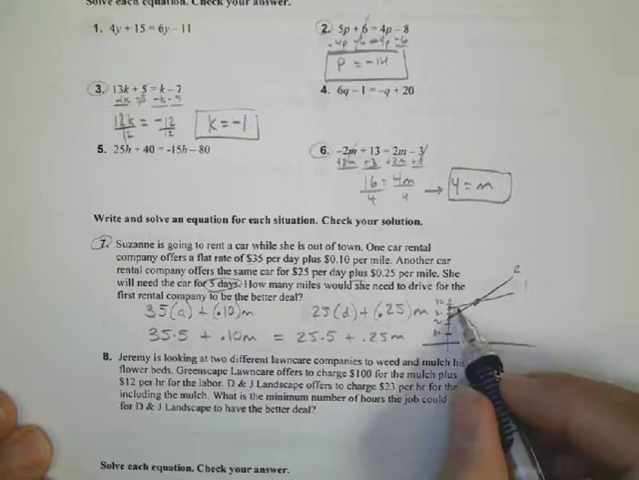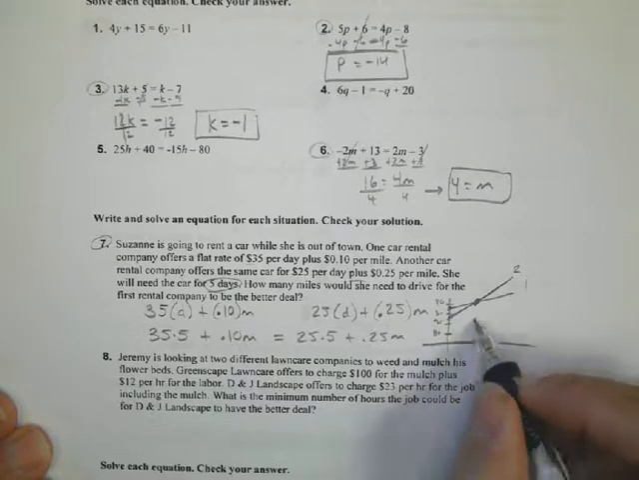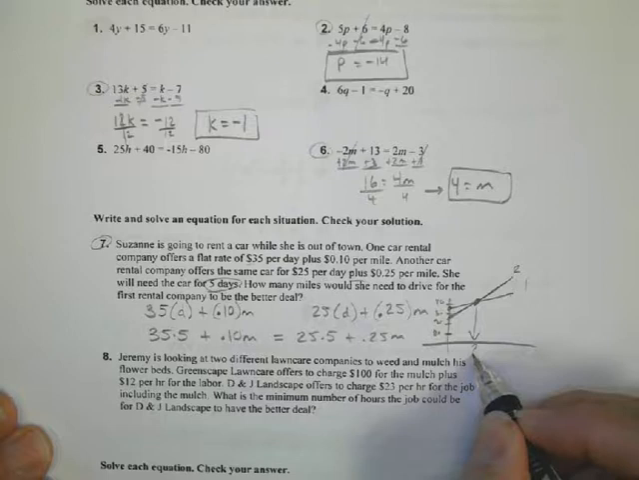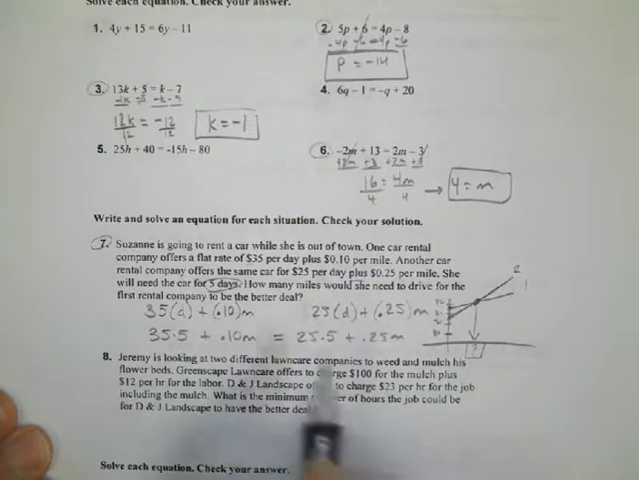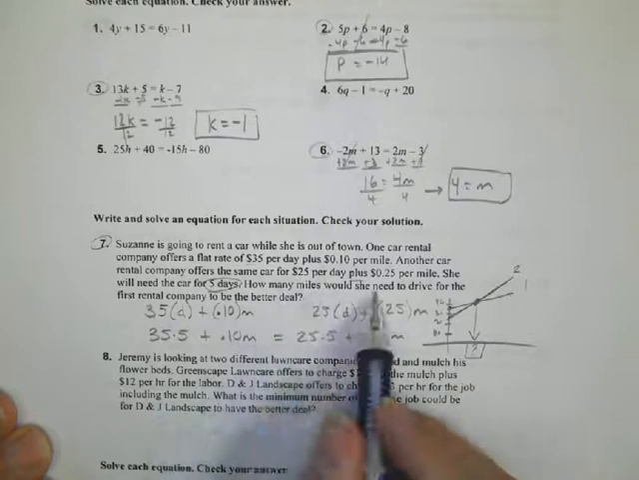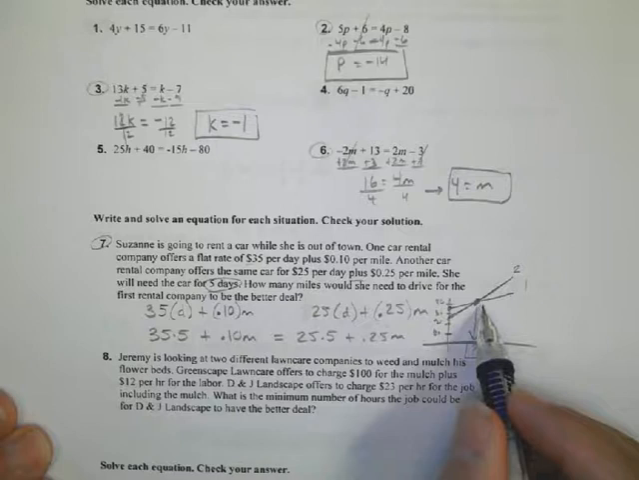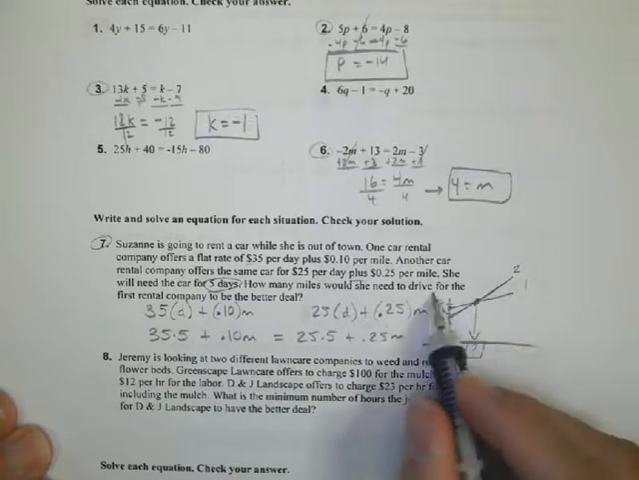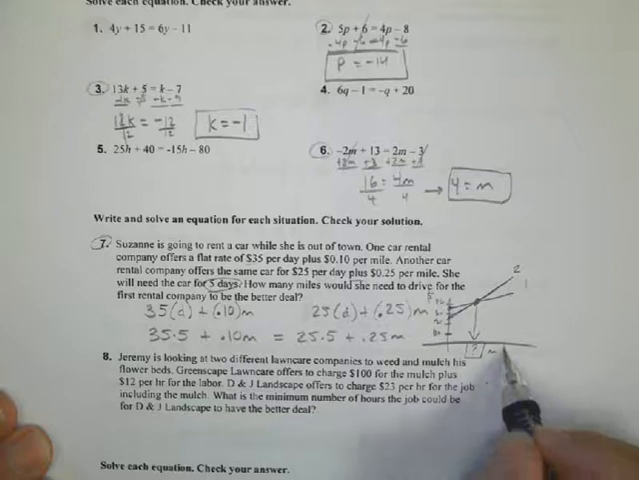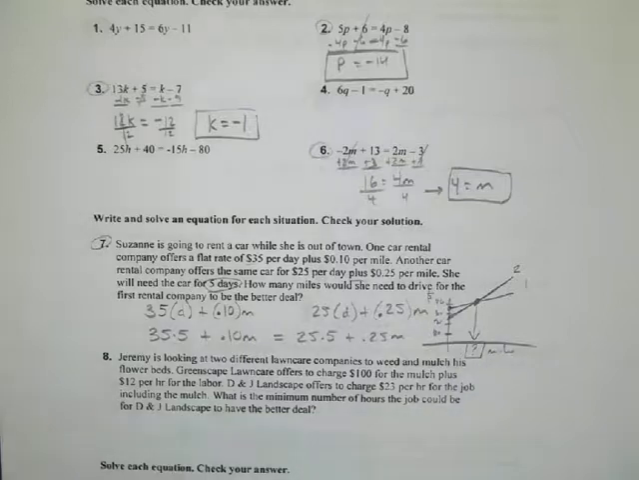Company 1 starts off costing more, but at a certain mileage point down here, that's what we're trying to find out, number 2 costs more. So the question is, how many miles would you need to drive for the first rental company to be a better deal? So at what point does this line become less than that line for my cost? Because this is my cost, and this is my miles. That's what they're asking you to do.